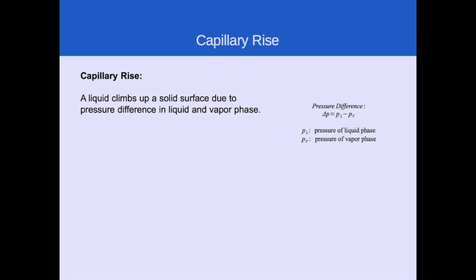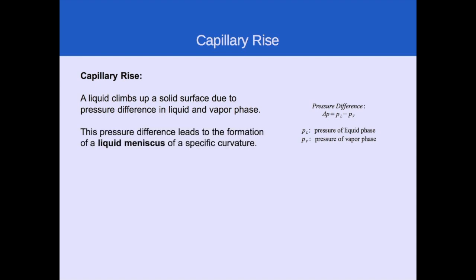Let's consider a liquid phase and a vapor phase, like water and air. If there exists a pressure difference, delta P, in between the liquid and the vapor phase, the pressure difference will act as a driving force for the liquid to either climb up the surface or be depressed. This pressure difference is also the reason that the interface between the liquid and the vapor phase is deformed, so it forms a liquid meniscus in between both phases.